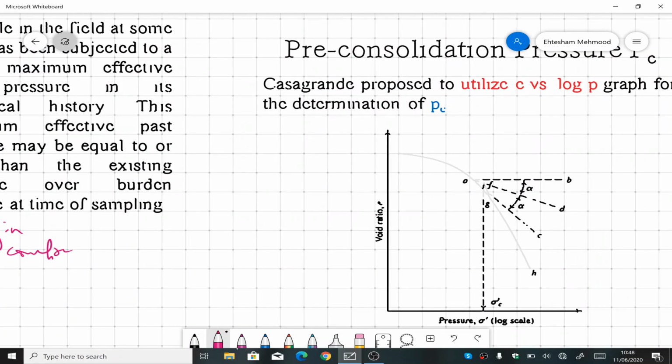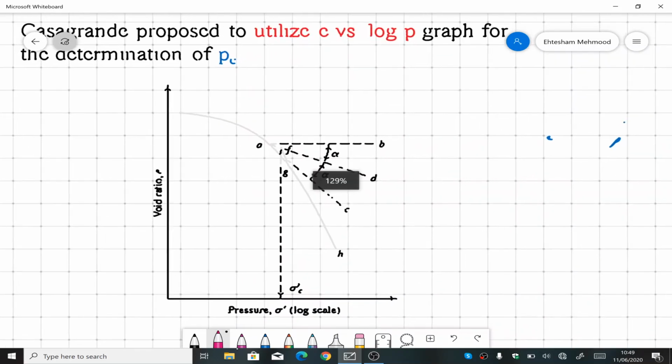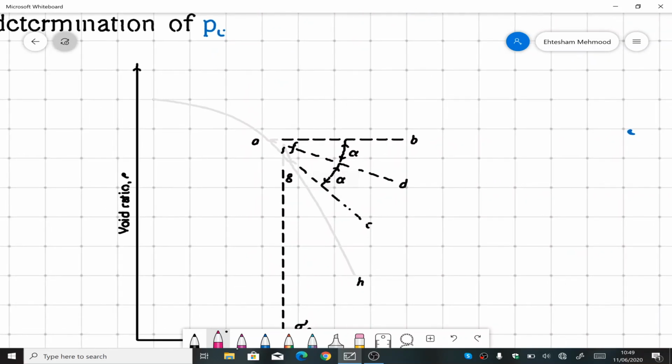So the question now is how to find out the pre-consolidation pressure. As I told you before, we will use the consolidation test to find out the pre-consolidation pressure. You see it's a little lighter in shade. Let me zoom that for you. So this curve here, let's say A to H, this is the E log P chart, typical of a consolidation test. Let me follow that line for you guys. Okay, so this was the curve.